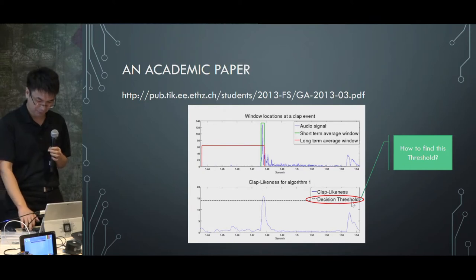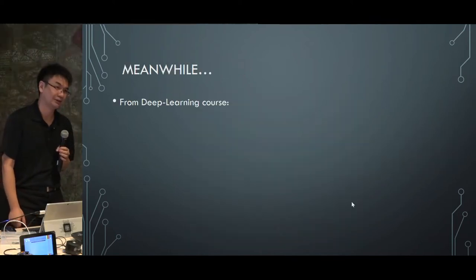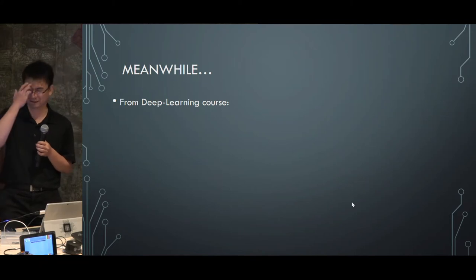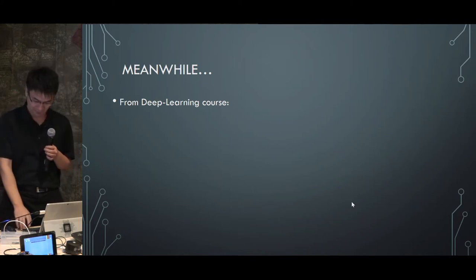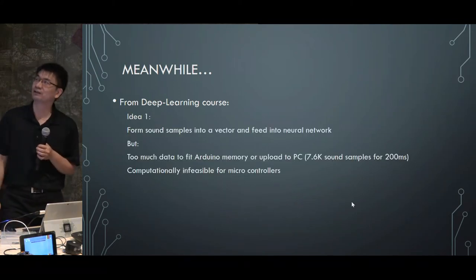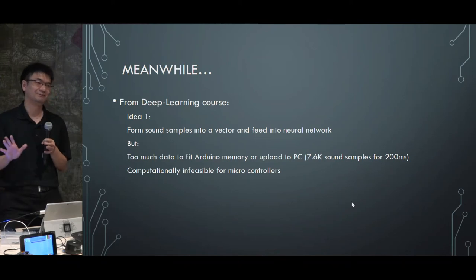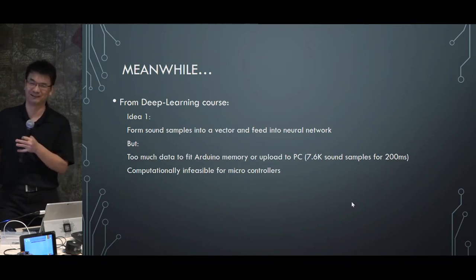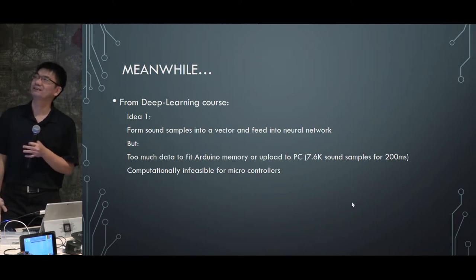Meanwhile, I'm taking a deep learning course. This may be the second month I'm into the course. What they teach a lot in the deep learning course is that for a classifier, you just pump all the data in and let the neural network decide by itself whether it is a clap or not. So I think this is a good choice.